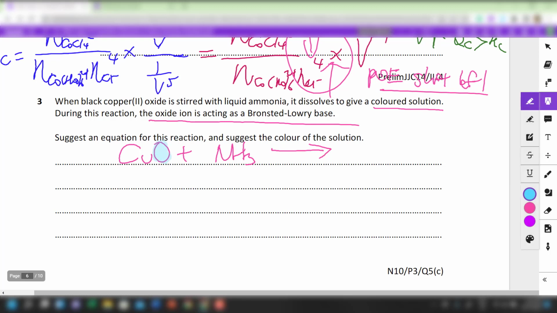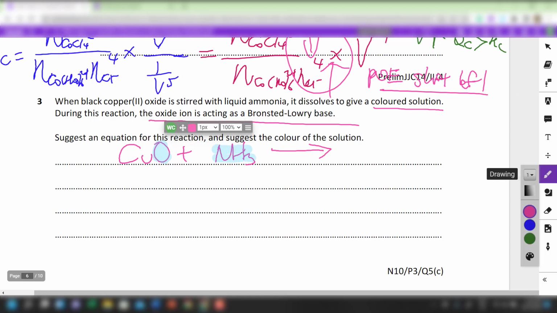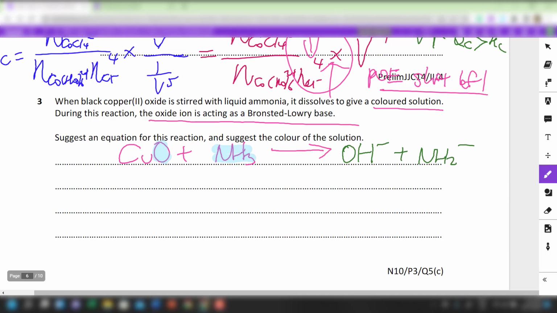If the oxide acts as the base, then what is the acid? The acid can only be ammonia. So the products, after O2- acts as the base, can only be OH-, and in the process NH2-. Do take note that the total charge on the right hand side is -2.